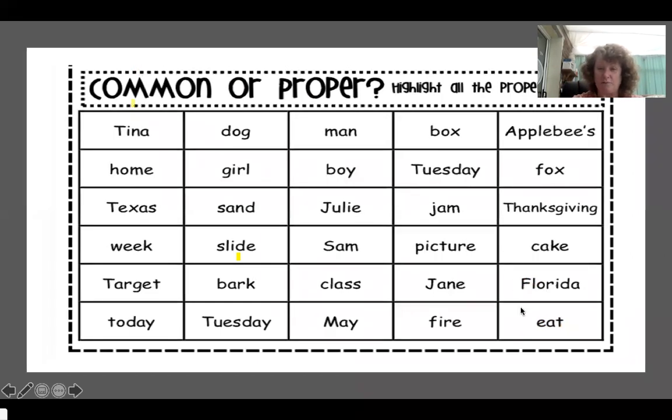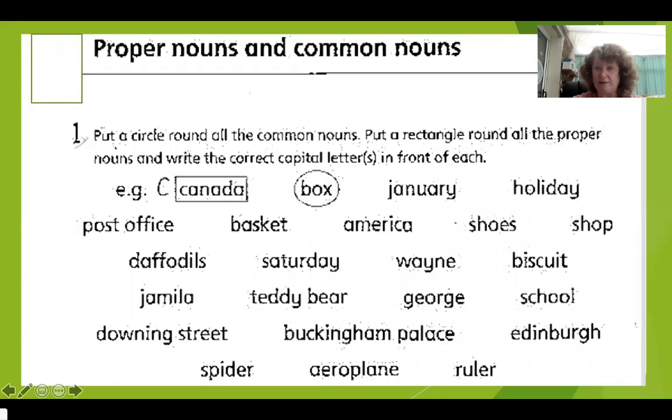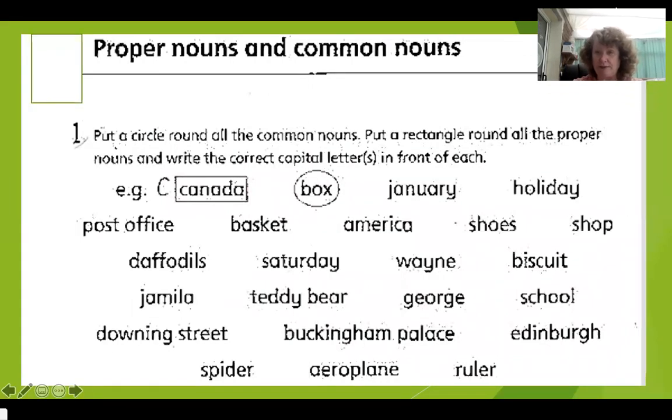That is just a common noun. Let's go to the next one. Let's see how clever you are now. I need you to get the pens and papers out again.